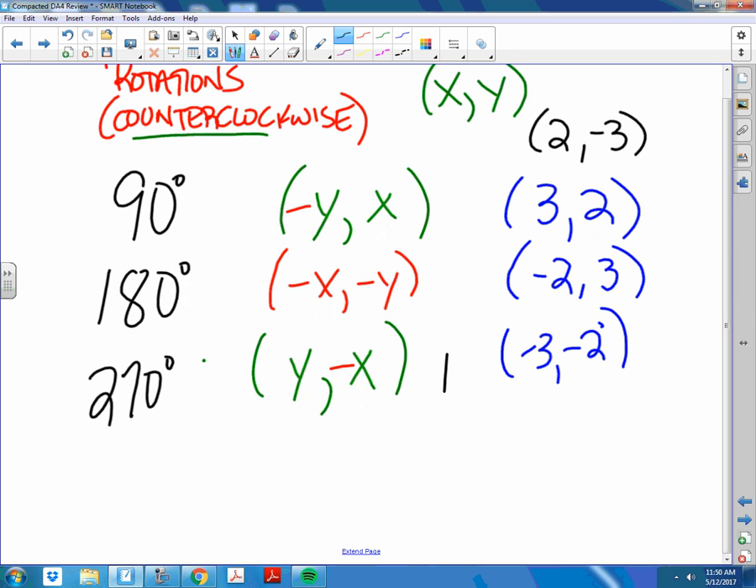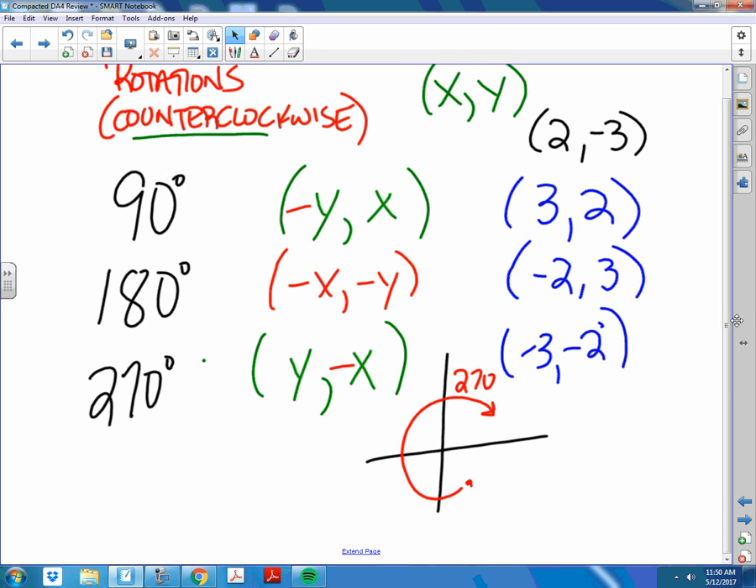The same rule applies for clockwise? Well, watch. If my point is (2, -3), it's basically right here, agreed? If it goes 270 degrees counterclockwise, that is the same as 90 degrees clockwise. You end up in the same place. It's a circle. All we're really talking about is the direction that you're going.